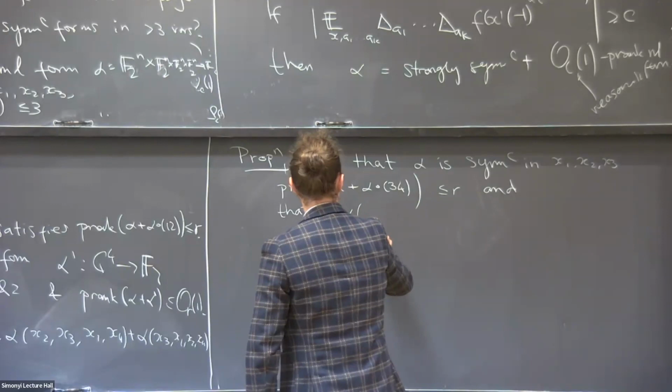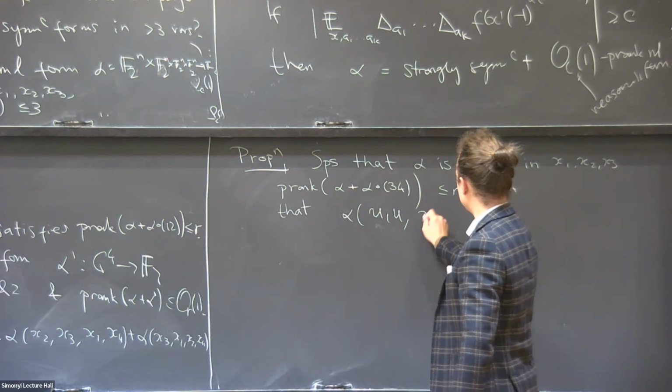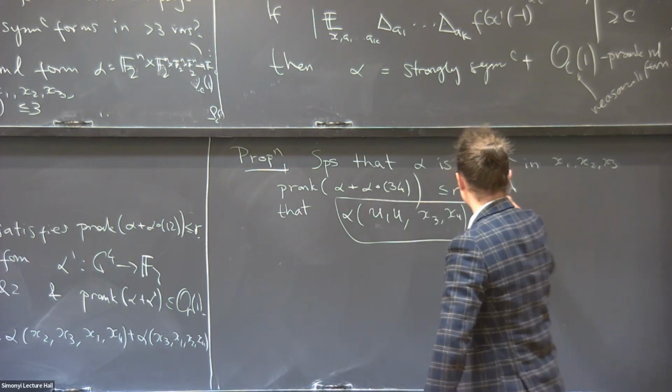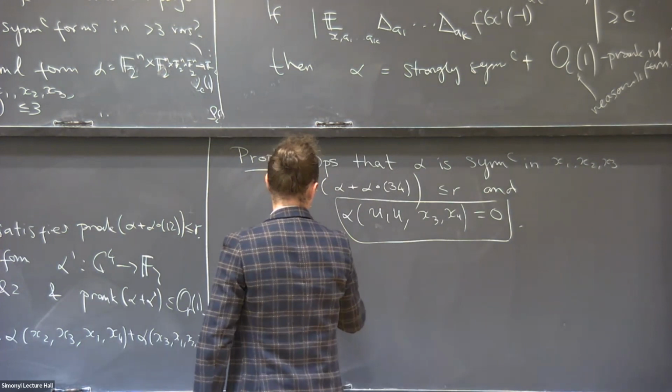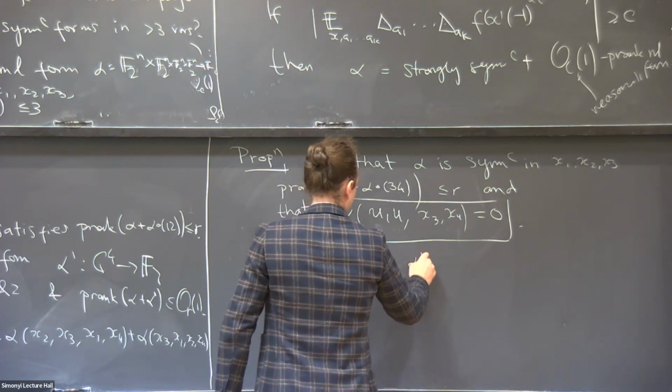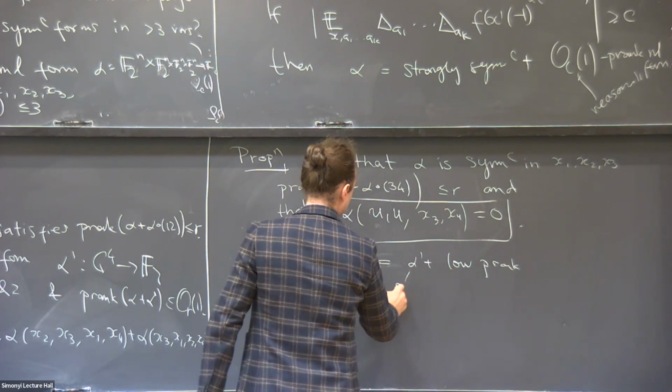So let's put again two copies of a single variable in the first two places. And the assumption is that this is always zero. And then the conclusion is that alpha is once again close to an exactly symmetric multilinear form. So we need this additional condition here.